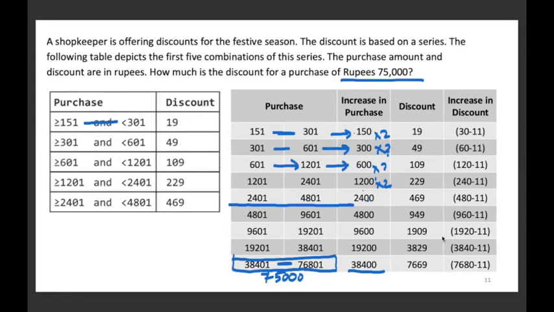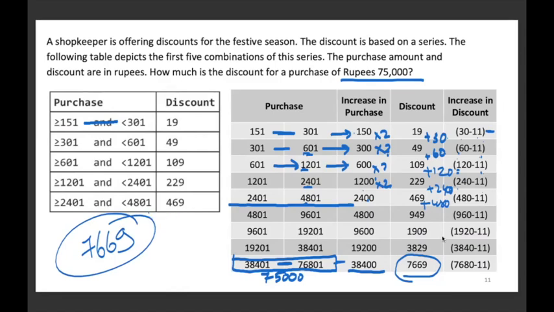Now we look at how the discount is increasing. There are two ways of looking at it. The discount increases first by 30, then 60, then 120, then 240, 480, and so on. Or another way of looking at it is the discount is 30 minus 11, 60 minus 11, 120 minus 11, 240 minus 11, and so on, till we reach the last row here. There, the final discount comes to 7669. The correct answer is this. Okay, we'll move to the next one.